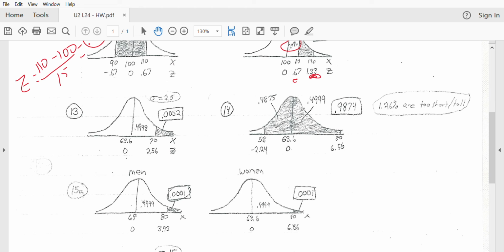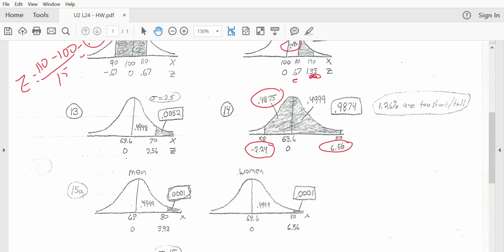So let's go back to number 14 on my homework problem right here. So they have to be between 58 inches and 80 inches. I'm not going to go through the process this time, but 58 inches produces a z-score of negative 2.24, and 80 inches produces a z-score of 6.56. Negative 2.24 gives me the area of 0.4875. Now this is the important one. 6.56 is off of your z-table, off the charts.